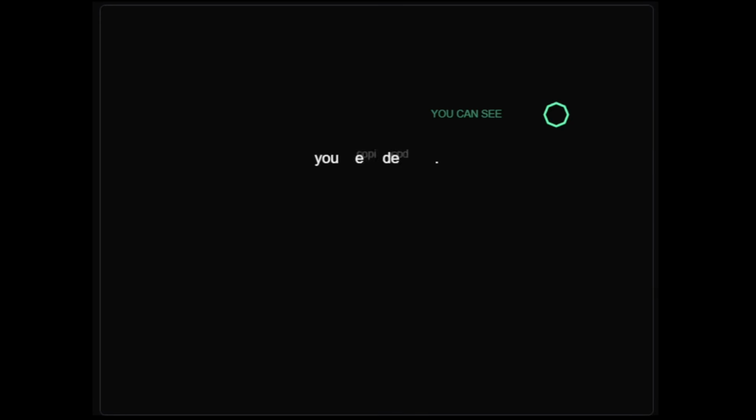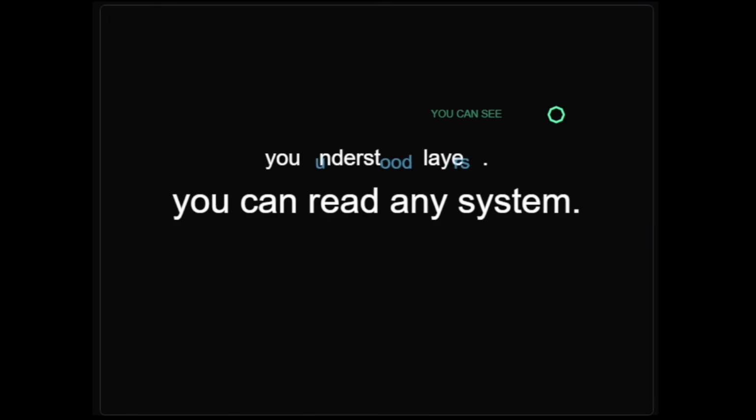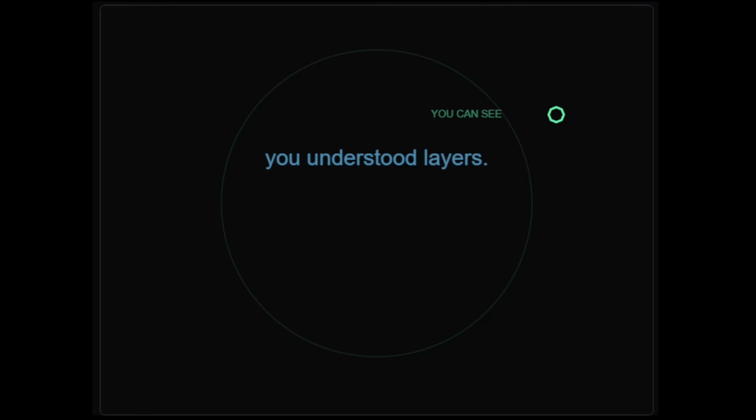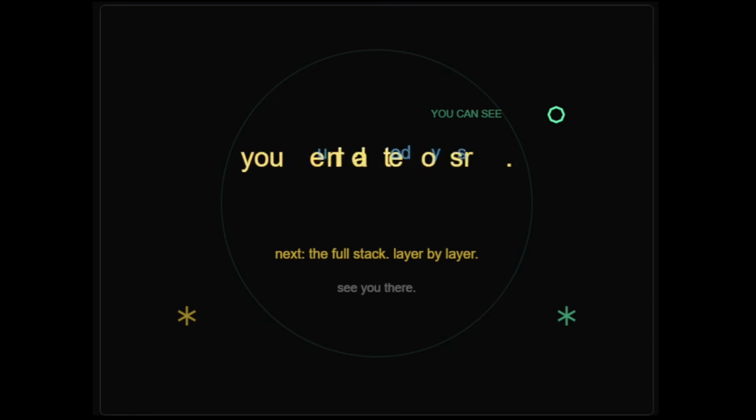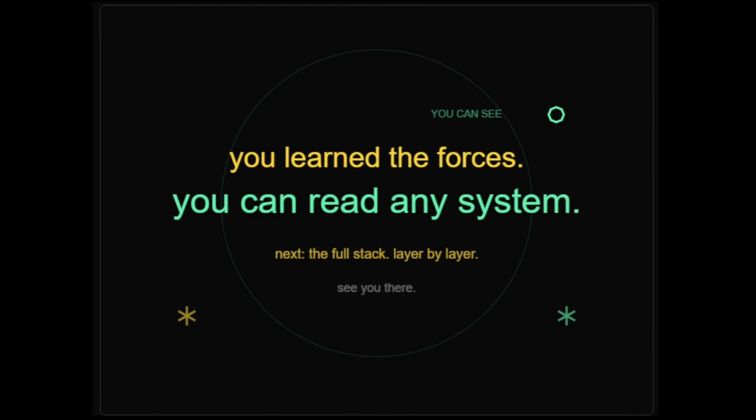In the next video, we walk the full system layer by layer, from the moment a request enters your backend to the moment a component renders it on screen. Every layer, its purpose, its failure mode, and the forces it was built to resist. You have just learned how to see the forces. Next, you see the layers. See you there.